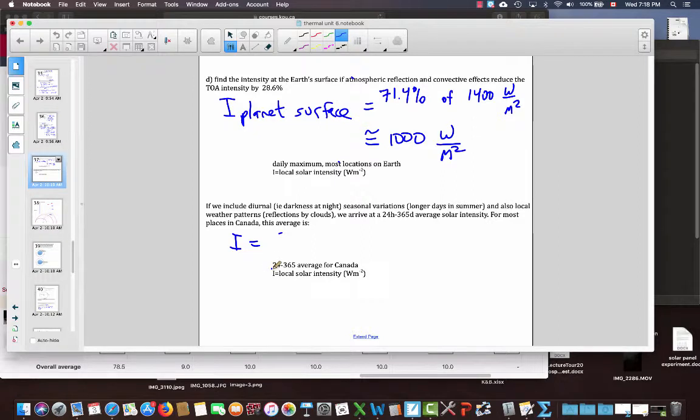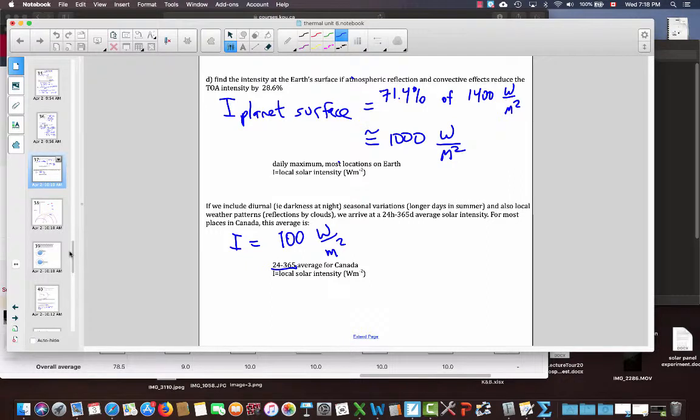So this is a 24/365, so it includes the fact that you only get sun for a certain number of hours a day. In Canada, we're down to about 100 watts per every square meter. So if you have a 1 meter squared solar panel, you're getting an input solar energy of about 100 watts, averaged over the whole year.